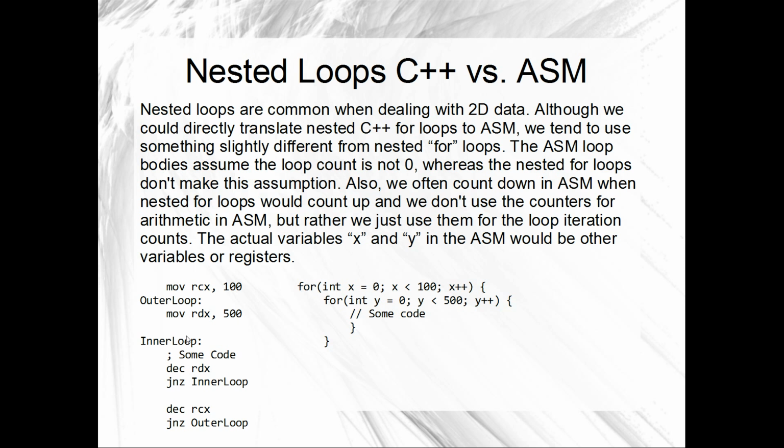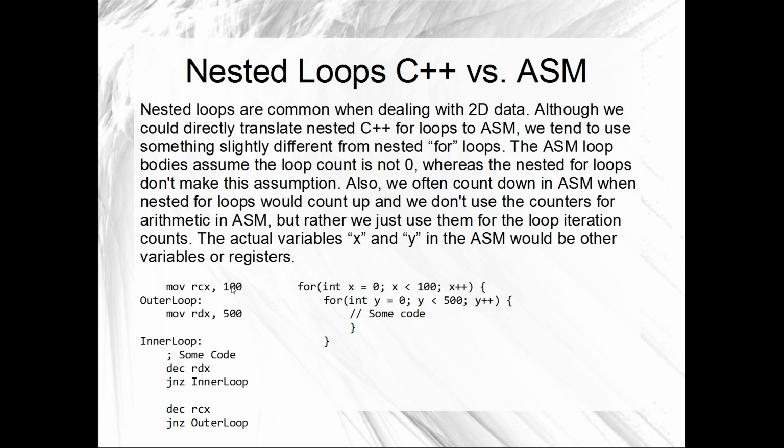For one, we don't check that x is less than 100 straight after we've set it to 0. We want to run the loop at least once already. Whereas in C++, you set x to 0, then you check if it's less than 100. That's what the for loop is going to do: int x equals 0, is x less than 100.